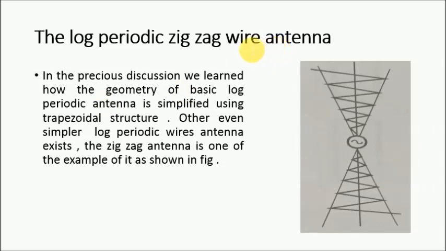The log periodic zigzag wire antenna. Already we have discussed the geometry of the basic log periodic antenna, and here a simplified trapezoidal structure. Now even if we are using wires in the log periodic antenna, if you maintain a zigzag pattern of the wire, then we call it a zigzag antenna. So it is one more version of the log periodic antenna.